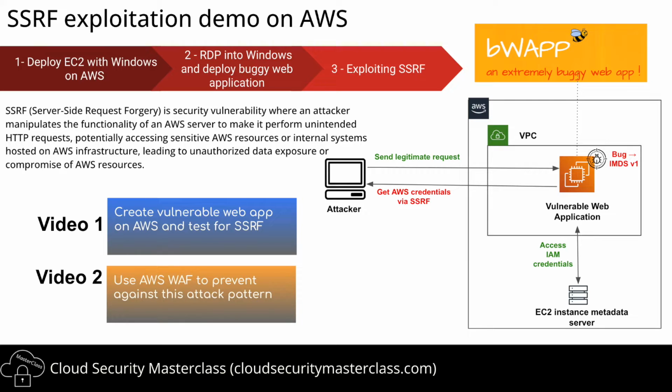Now, this is just one example of how SSRF happens on AWS. So don't think that's the only way it happens, but hopefully this helps you in understanding the vulnerability and some possible options to defend against it.